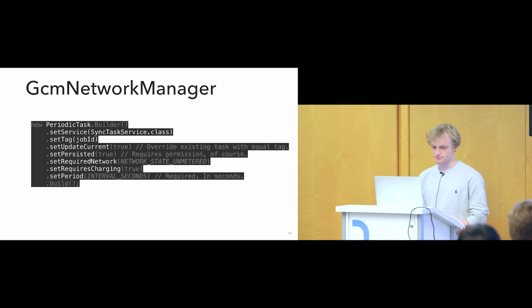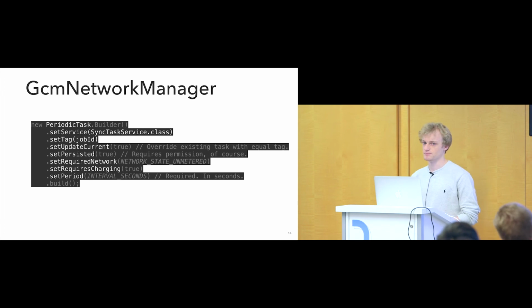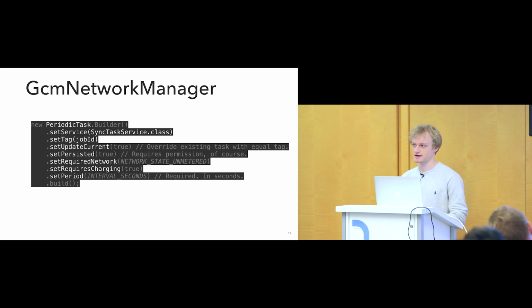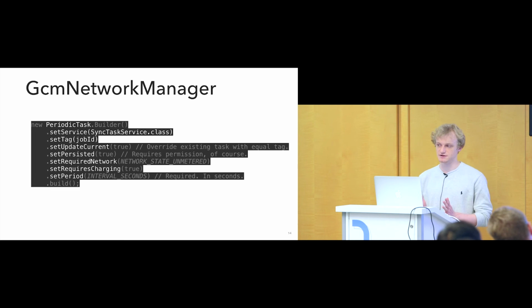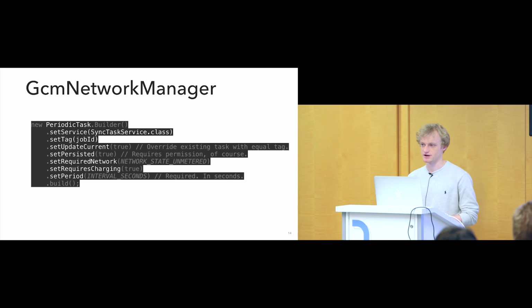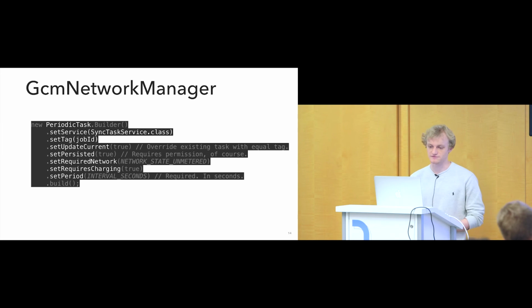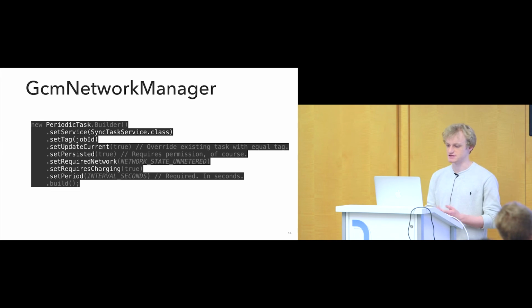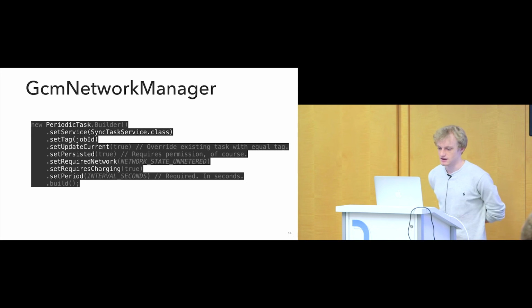This is a fairly similar API, but instead of a job, we have a task. And instead of telling a job or a task whether it's periodic or if it's a one-time thing, they're actually two separate implementations of the task abstract class: periodic task and one-off task. For the purposes of syncing, I'll mostly go over periodic task.